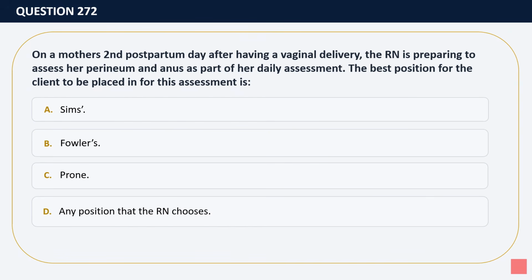Question 272. On a mother's second postpartum day after having a vaginal delivery, the RN is preparing to assess her perineum and anus as part of her daily assessment. The best position for the client to be placed in for this assessment is A. Sims. B. Fowler's. C. Prone. D. Any position that the RN chooses.